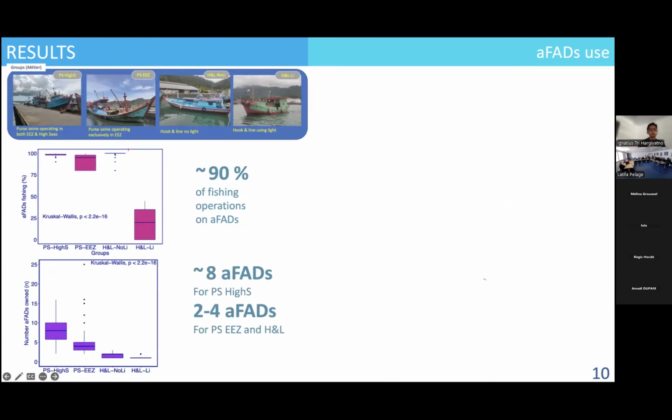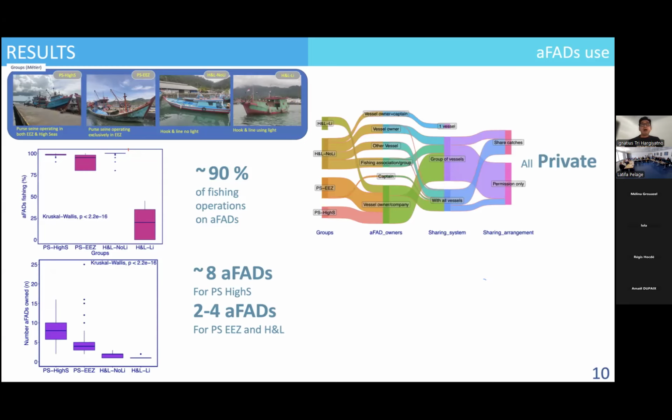So I got information about the number of FADs that they have per vessel. The largest share has around 8 FADs, and the others have less than 4, 2 to 4 FADs per vessel. And all of the FADs are privately owned. The owner of the FADs is the vessel owner, the company. Also, some of them belong to a group or association, some of them belong to the captain, and they share the utilization of FADs in the group or across all vessels. And when they share, some of them just have to share the catch, some of them just need permission.